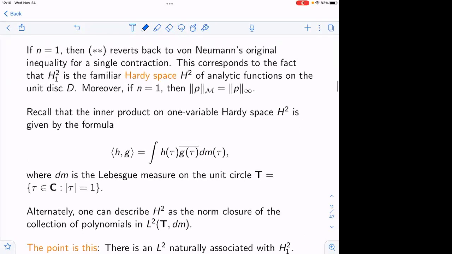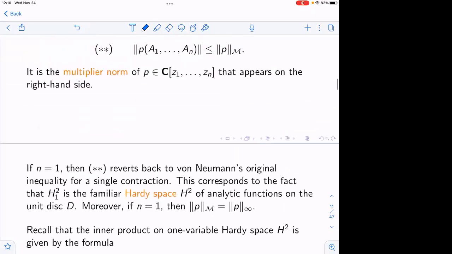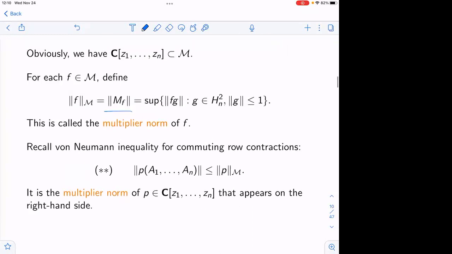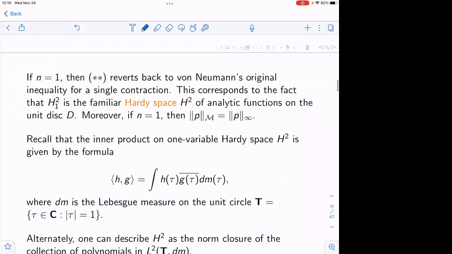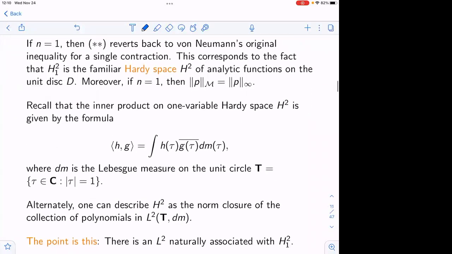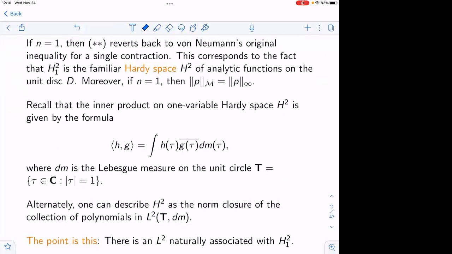Now, for n equals 1, as we know, the Drury-Arveson space H^2_1 is the original Hardy space. So of course, the norm for multiplication is just the H infinity norm of the function f. So this automatically reverts back to the original von Neumann inequality, and you have equality here.